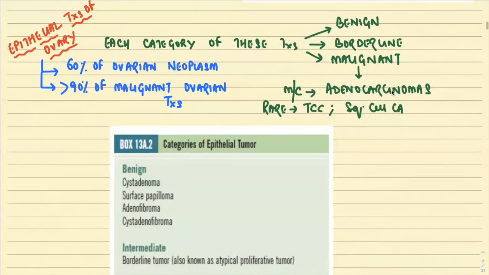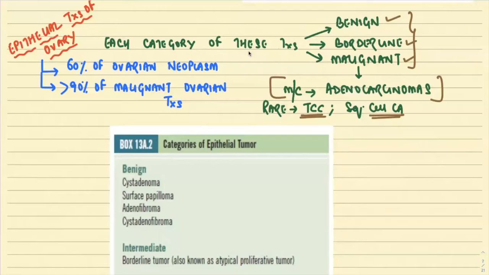Now, as I already mentioned before, each of the categories of the epithelial tumors can be divided into three main types. They can either be benign, borderline, or malignant. And the most common variety of the epithelial tumor, the most common ovarian tumor, by nature is adenocarcinoma. Rarely they can be transitional cell carcinomas, or squamous cell also. But the most common variety is adenocarcinoma.